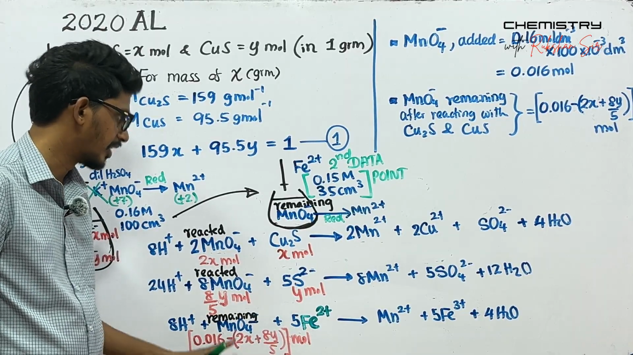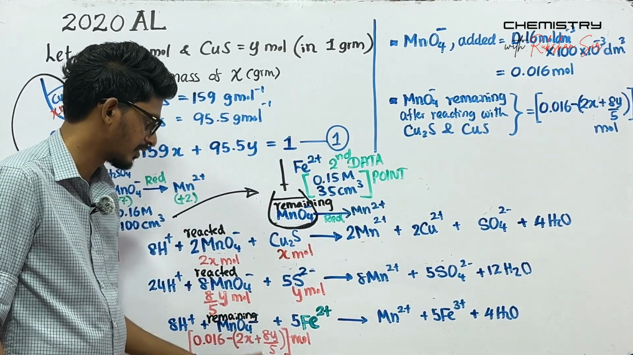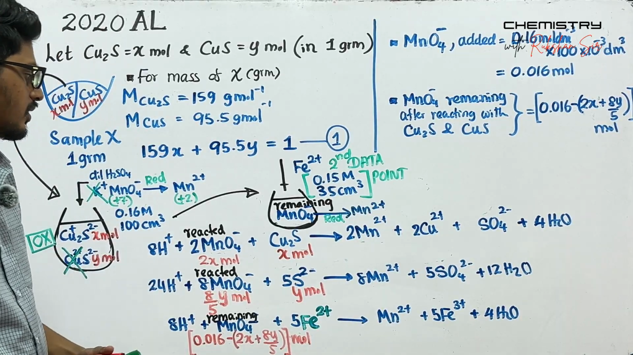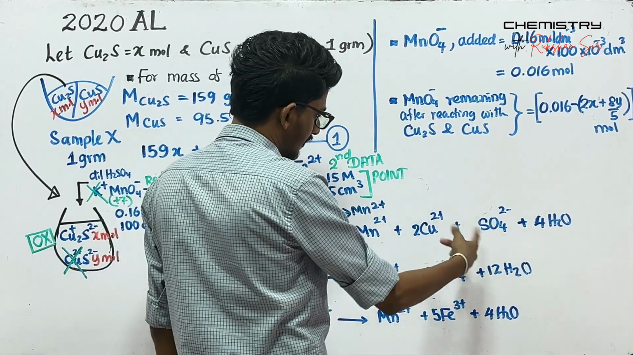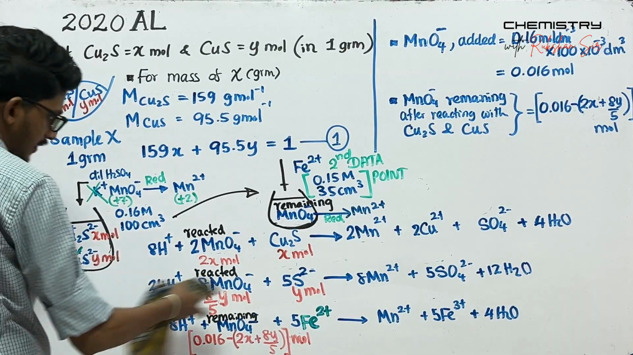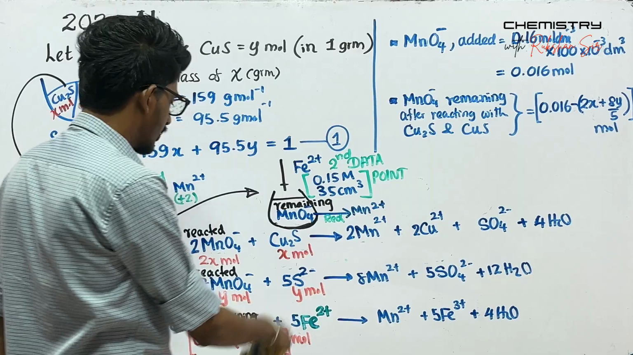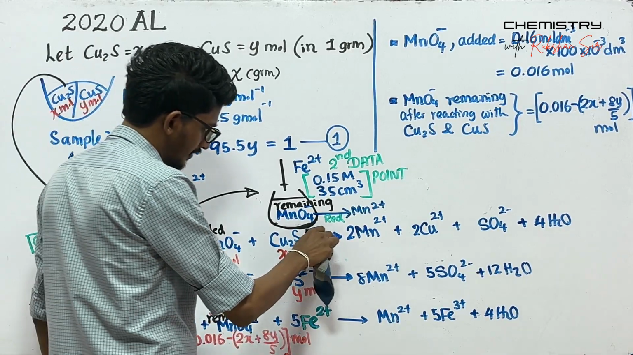for the number of moles of Fe2 plus in the titration. That is 5 times this value, right? 1 to 5 ratio, right? 5 times of that thing, right? Okay. So I'll erase this one, I'll erase these reactions, right? Okay. I'll erase these things, right?